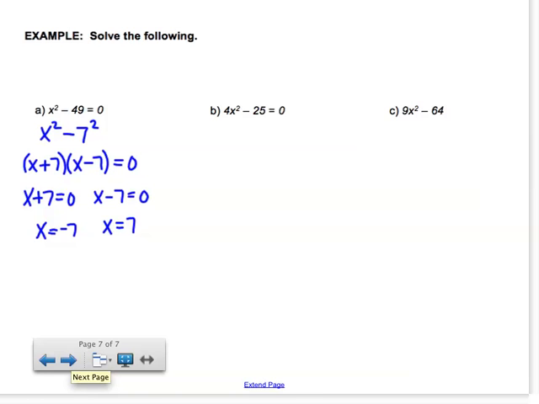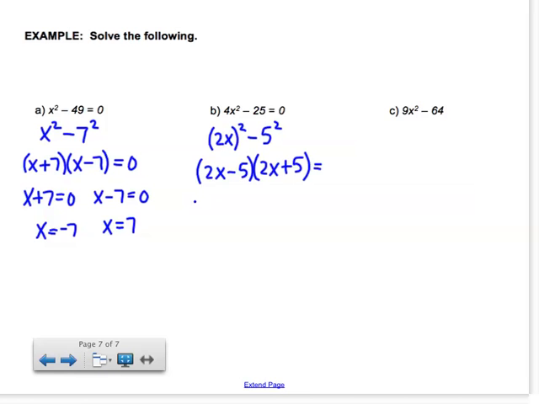Next one, a little bit more complicated. I have to worry about this 4. 4 is also a perfect square, but I have to write it with the x inside parentheses. So rewrite both of them. And then the 2x is the a and the 5 is the b. So you're going to write 2x minus 5, 2x plus 5. It doesn't really matter whether you do the plus parentheses or the minus parentheses first, because it's multiplication, and 2 times 3 is the same as 3 times 2.